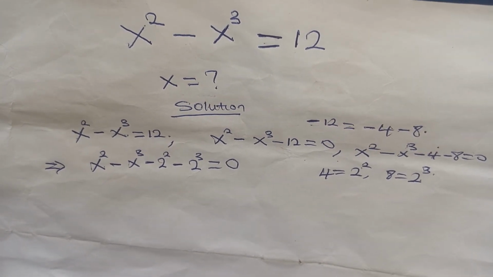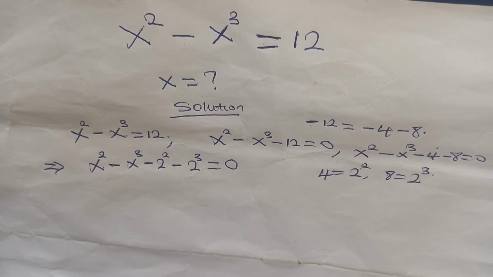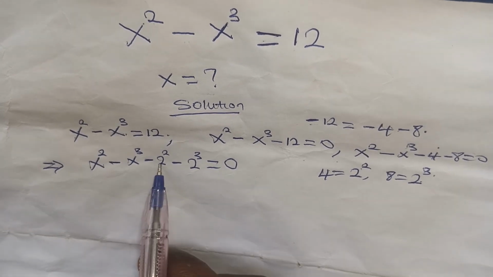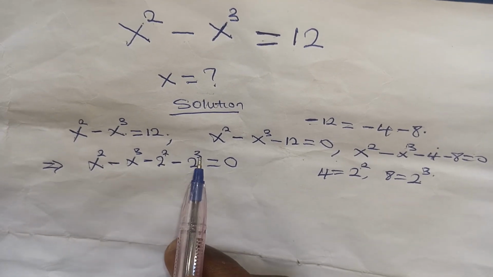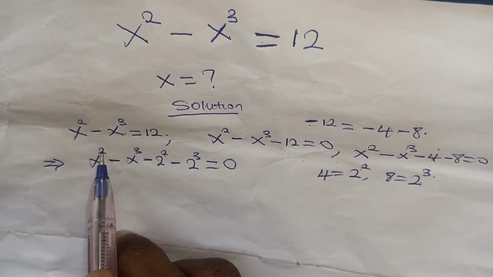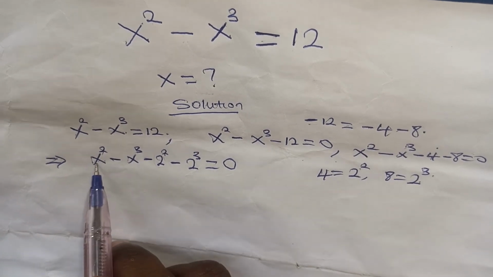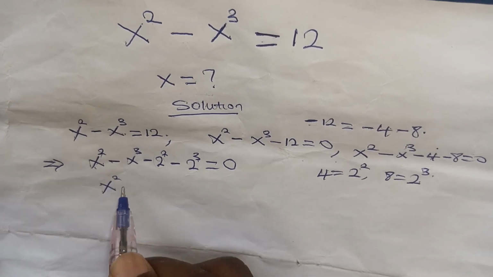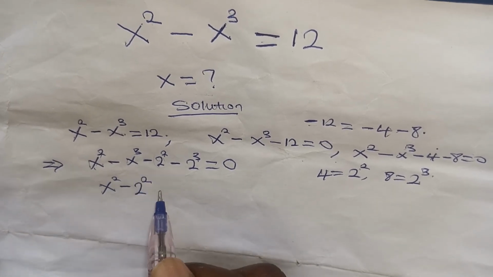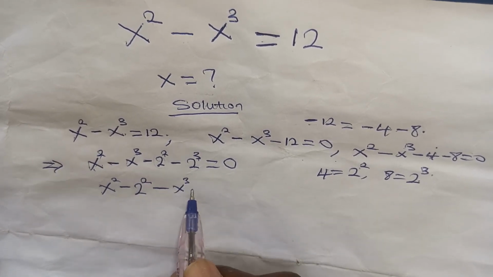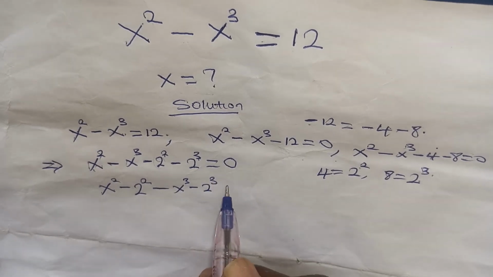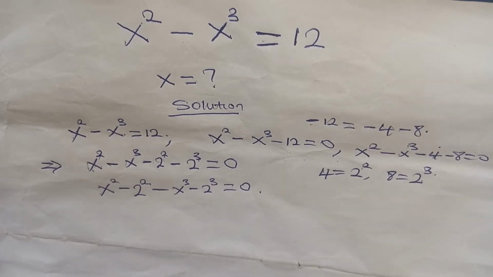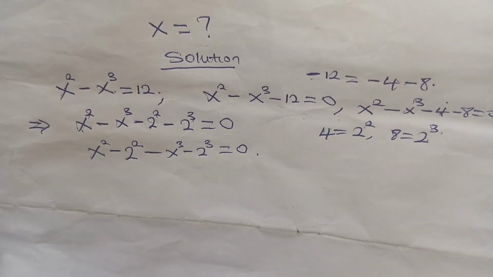To simplify this, we are having 2 to the power of 2 and 2 to the power of 3. We're having x cubed here and x squared here. Let this come this way and this come this way. If I do that, I'm having x squared minus 2 squared minus x cubed minus 2 cubed equals 0.